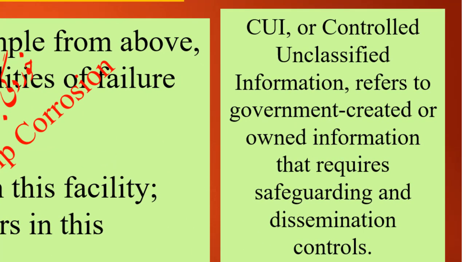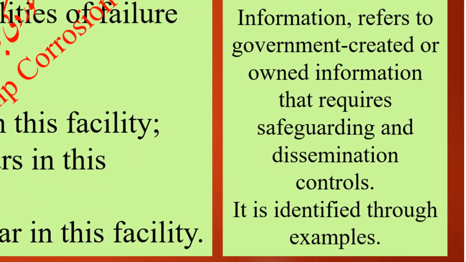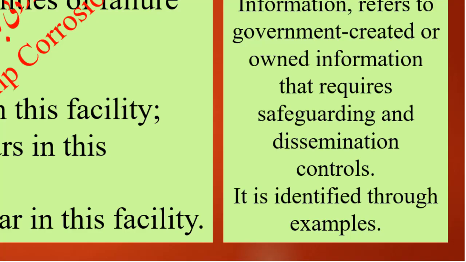CUI or Controlled Unclassified Information refers to government-created or owned information that requires safeguarding and dissemination controls. It is identified through examples.